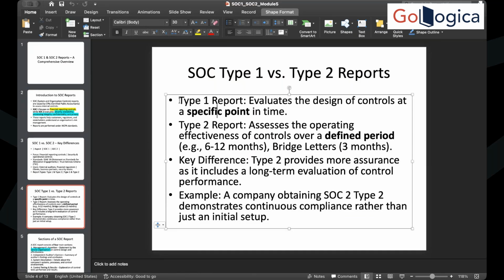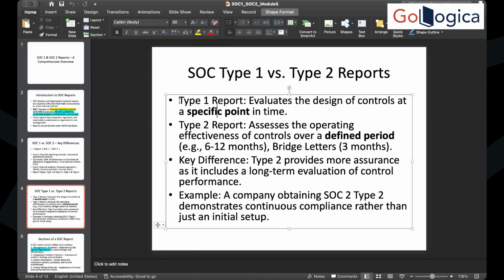They will mention on the report that this is a type 1 report. We did the testing on 20th March, and as on that day, on 20th March, we can give the confirmation that all the controls were working fine. So type 1 is a point in time report.